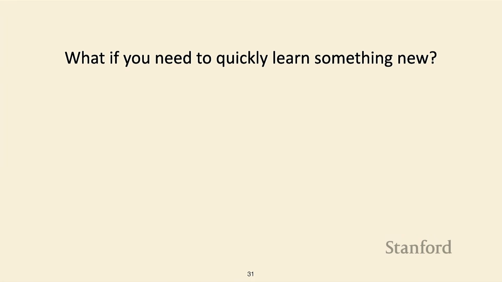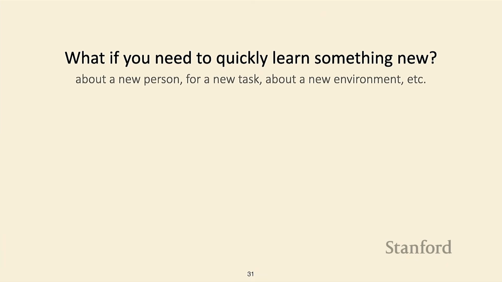Cool. Beyond that, what if you want your system to quickly learn something new? This is, again, a scenario where you don't have a lot of data because you want to learn very quickly. You want to learn something very quickly about a new person, like a new user, or about a new environment, like a new environment that you've placed your system into.